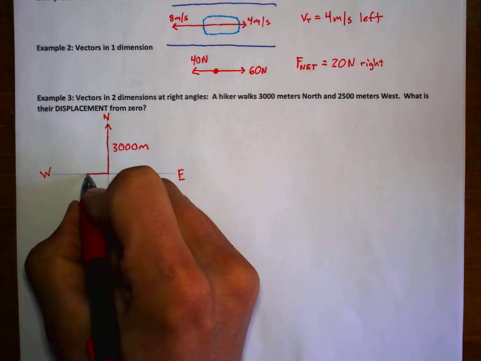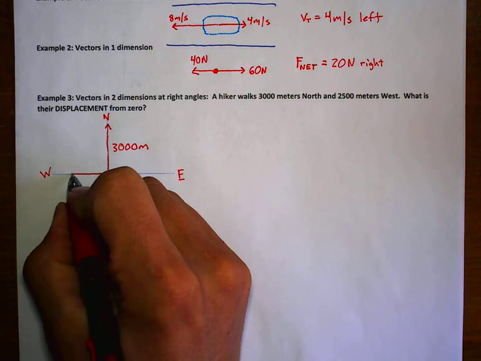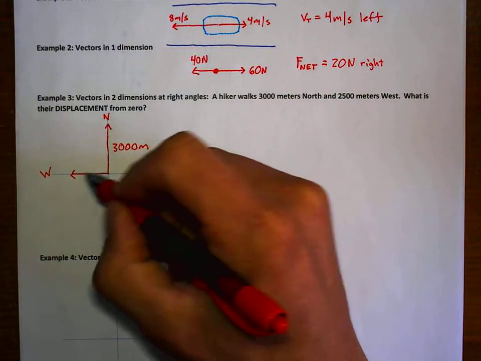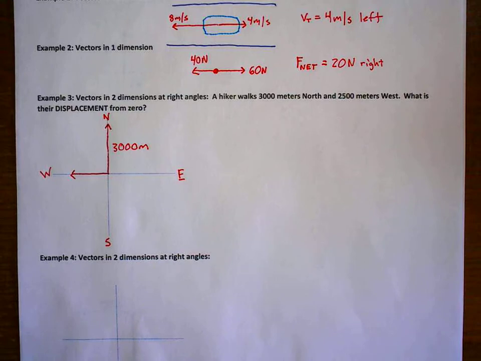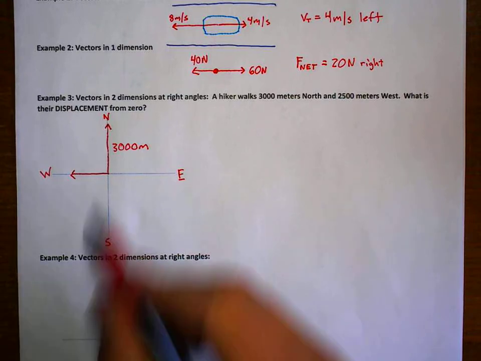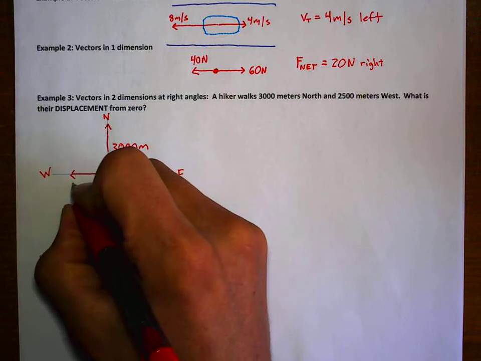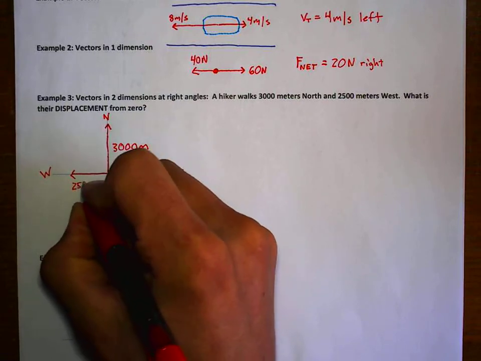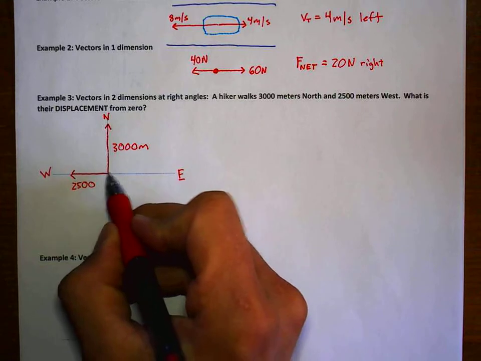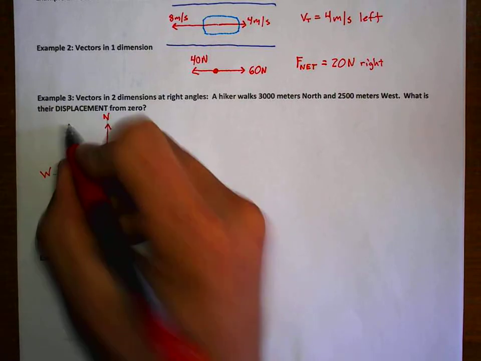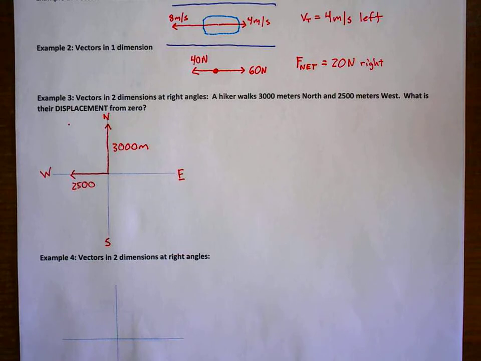We draw all of our vectors from the origin. So no, the hiker did not turn around, go back to the origin, and go over here. Alright, that would be a different diagram. But I'm going to draw it like this because it helps us out with later problems. I'm going to label this 2500. And if I go over this much and up this much, I still end up right there.